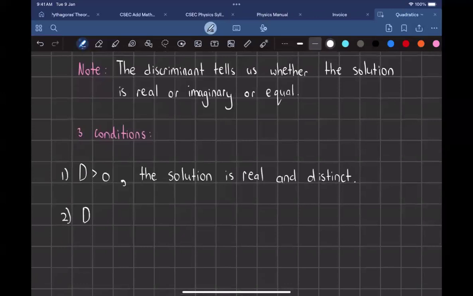If the discriminant is equal to 0, what's gonna happen? Can we find the square root of 0? Yes, well, it would just be what?